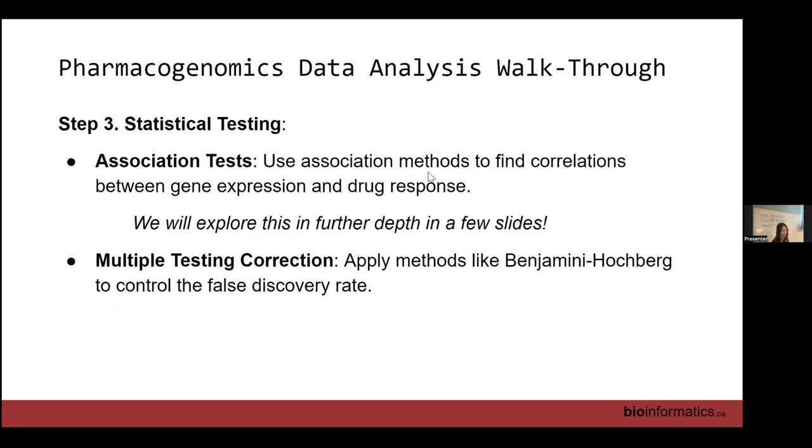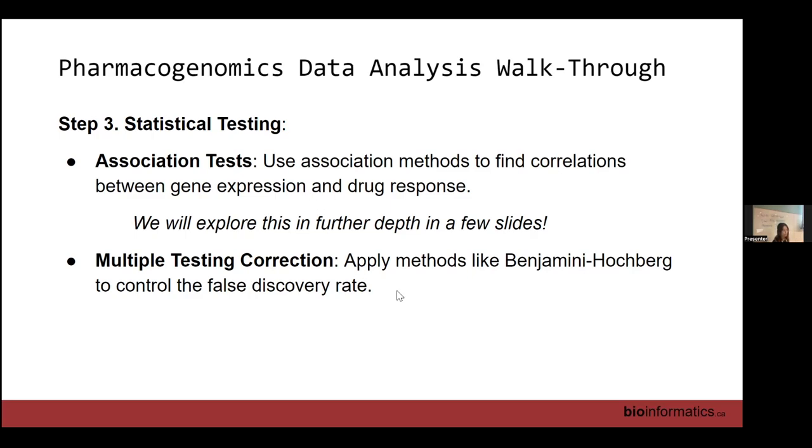The third and probably the most important step is going to be your statistical testing. This is where you actually try to measure the associations or correlations between the feature that you're trying to measure as a biomarker and the drug response. We'll look into a few different methods to do this in the upcoming slides, but this is going to give you an output, and this output could be a measurement of the predictive value of that feature that you're looking at, and then it tells you if it's a potential biomarker or not.